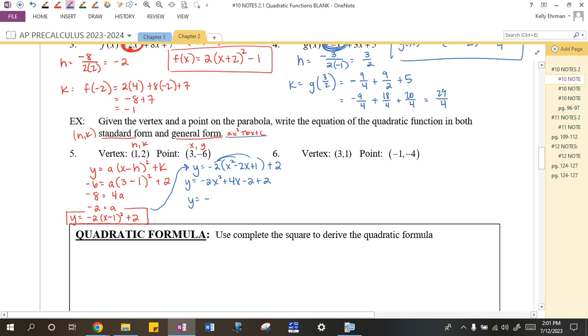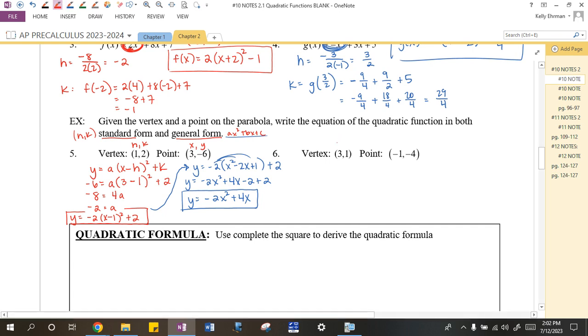So y equals -2x squared plus 4x. If I were to graph both of these equations, I should get the same exact graph to overlay itself. And it should have this vertex and this point should be on there.